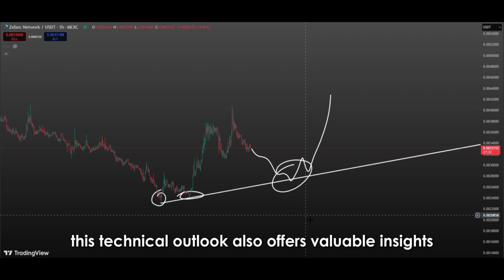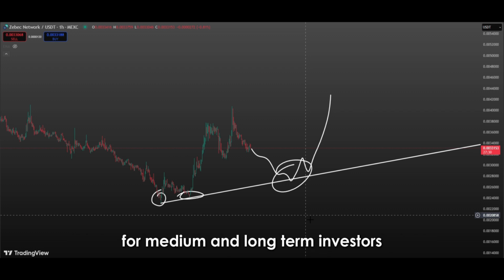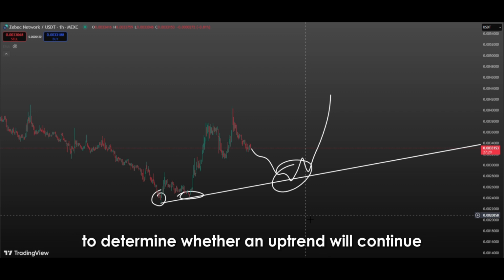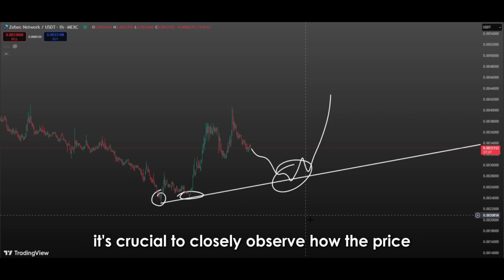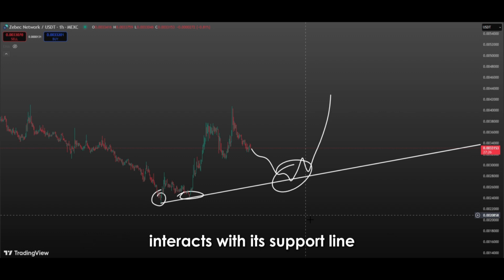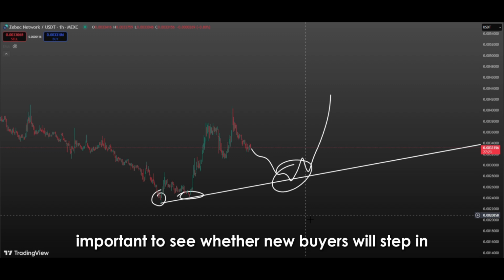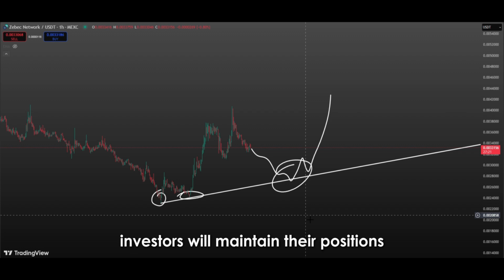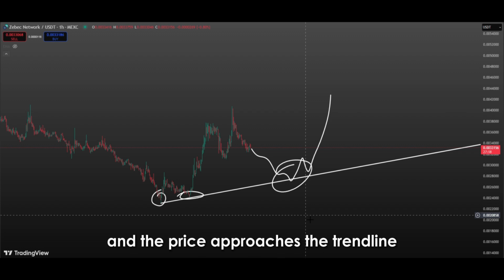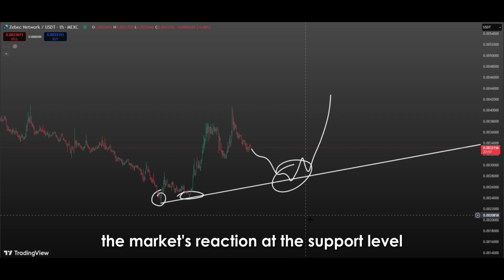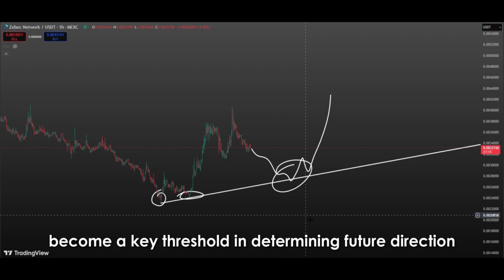This technical outlook also offers valuable insights for medium and long-term investors. To determine whether an uptrend will continue, it's crucial to closely observe how the price interacts with its support line. Every time the price moves away from this line, it becomes important to see whether new buyers will step in and whether existing investors will maintain their positions. If trading volume remains low and the price approaches the trend line, the market's reaction at the support level could become a key threshold in determining future direction.